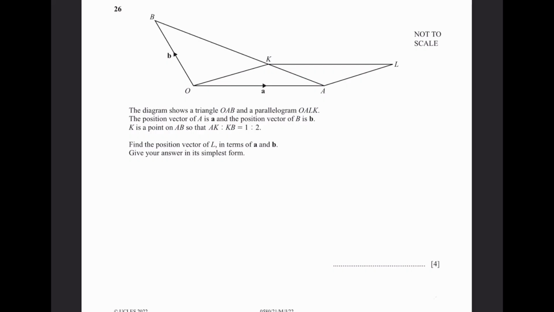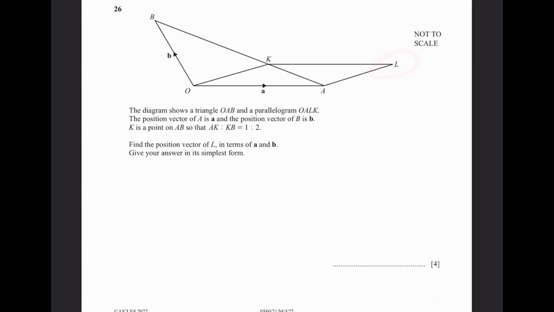Question 26. The diagram shows a triangle OAB and a parallelogram OALK. The triangle OAB is here, parallelogram OALK is here. The position vector of A is A, and the position vector of point B is B. K is a point on AB, so that AK is to KB is equal to 1 is to 2. Find the position vector of L in terms of A and B. Give your answer in simplest form.